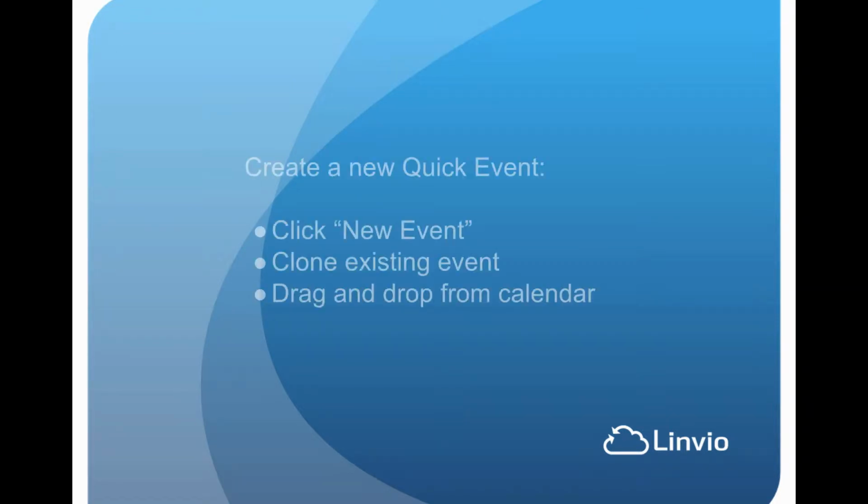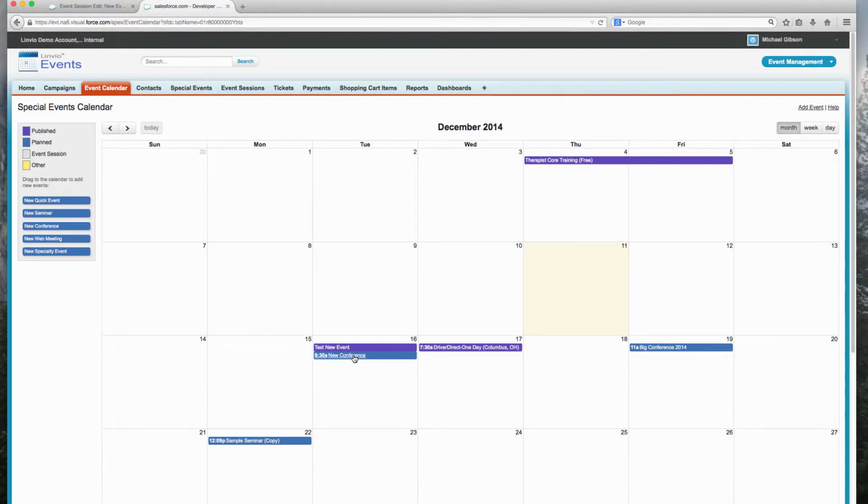To create a new conference, you have several options. Click New Event on the Special Events tab, clone an existing event record using the Copy Event Wizard, or drag and drop on the Special Events calendar page. The drag and drop option is the fastest option if you're starting from scratch, so we'll use that approach. Select the Event Calendar tab in Salesforce and find the type of event you want to create from the left-hand panel. In this case, we'll select New Conference and drop it to the date of the event.